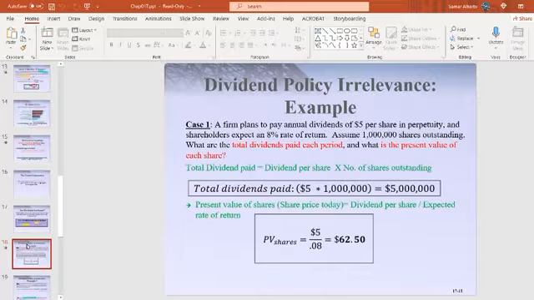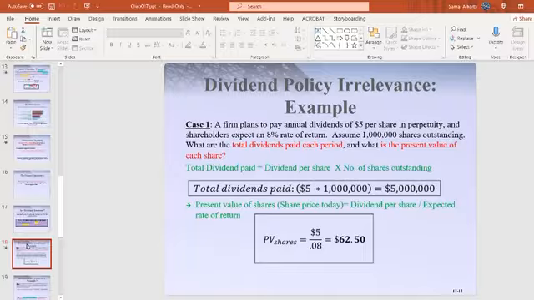Two questions. Total dividends paid. It's easy. I wrote the formula for you. Total dividends paid is the dividends per share multiplied by the number of shares. So they want to pay how much? They want to pay $5 dividends. And how many shares do we have in the market? 1 million. So $5 multiplied by 1 million. They are going to pay $5 million as dividends.